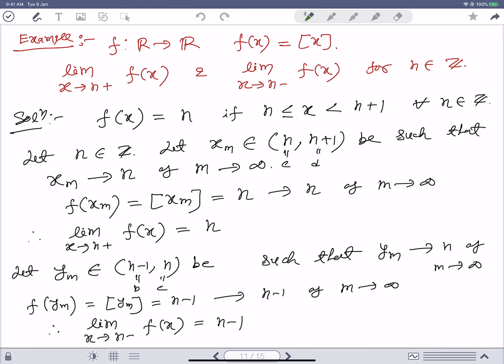Okay, so I stop here today. In the next lecture I shall continue from this. I shall start with one theorem which states that the limit of a function at a point exists if and only if its left hand limit and right hand limit both exist and both are equal, provided they are well defined.